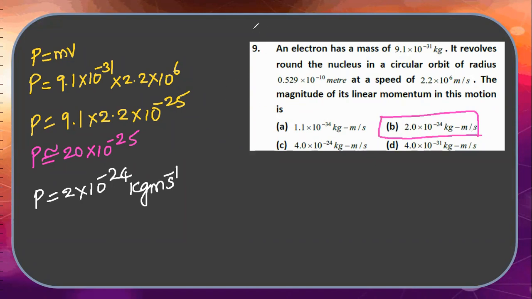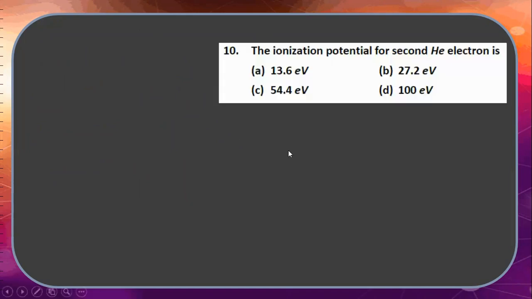Next, the ionization potential for helium electron. Ionization energy is the energy required to remove the electron from a particular orbit. Completely, we have to remove it. Then the corresponding potential we say is the ionization potential. Both ionization energy and ionization potential we will take the same.